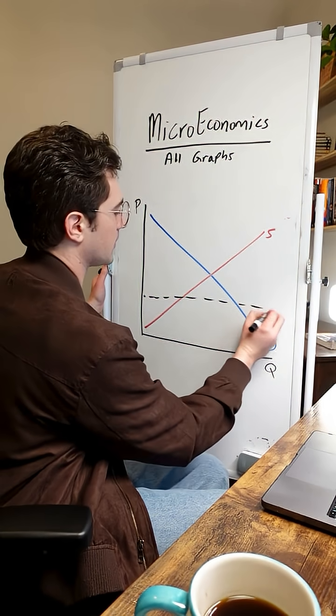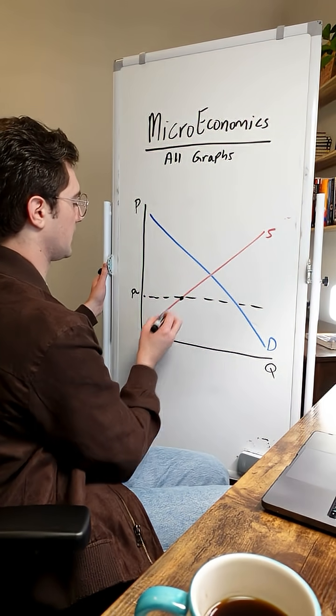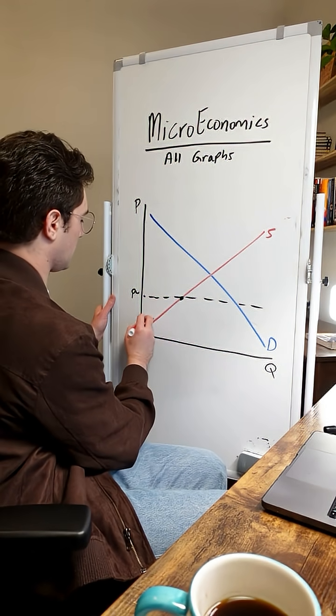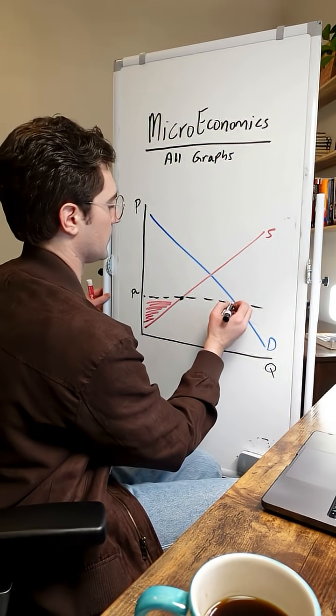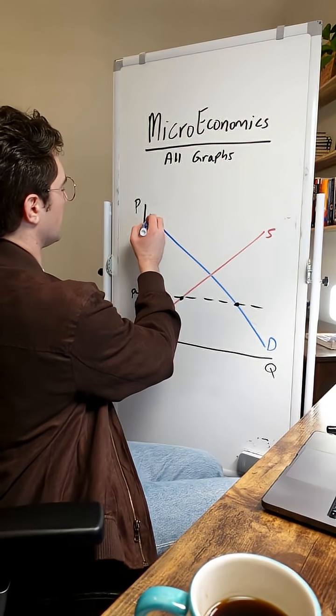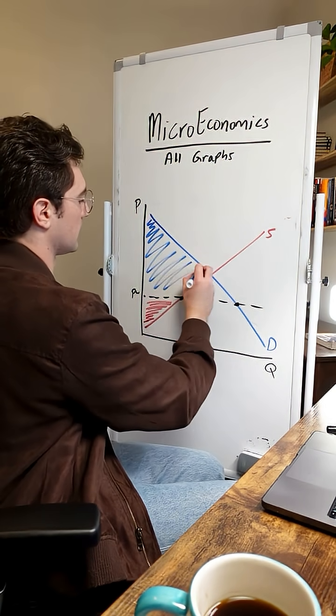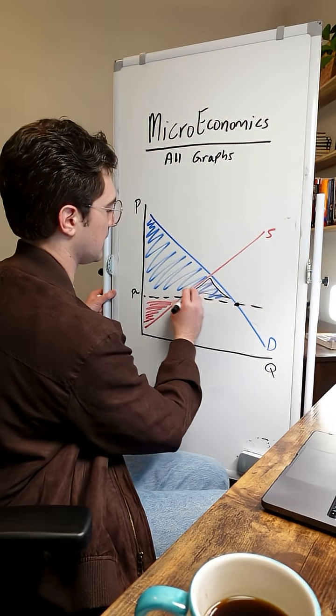The world price would occur right here, meaning that producers are outputting this many units, resulting in this triangle of producer surplus. But consumers are demanding this many units, resulting in consumer surplus of this bigger triangle right here, with this triangle right here being the net gain from trade.